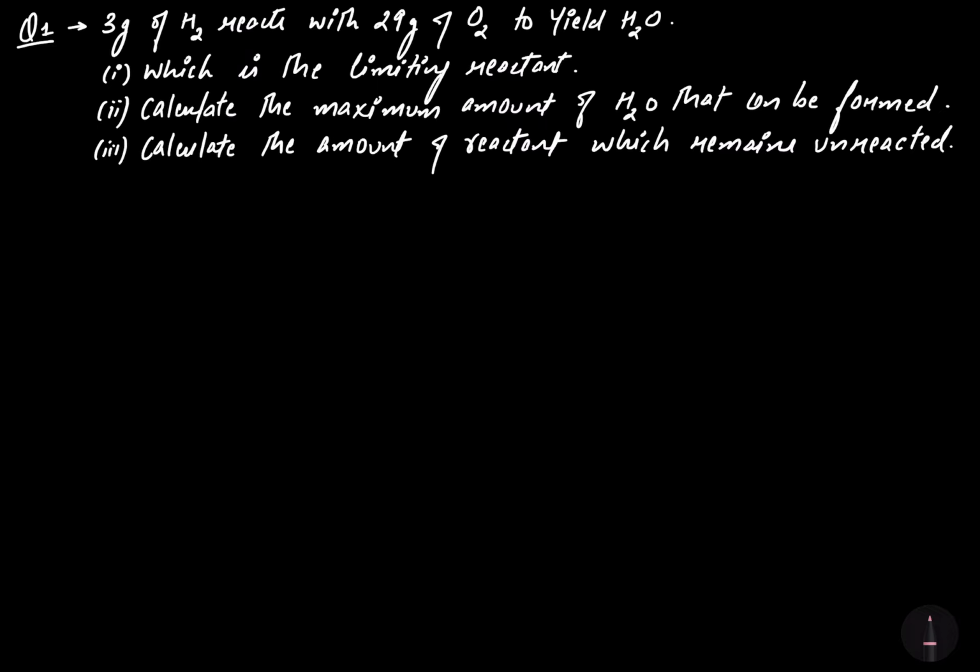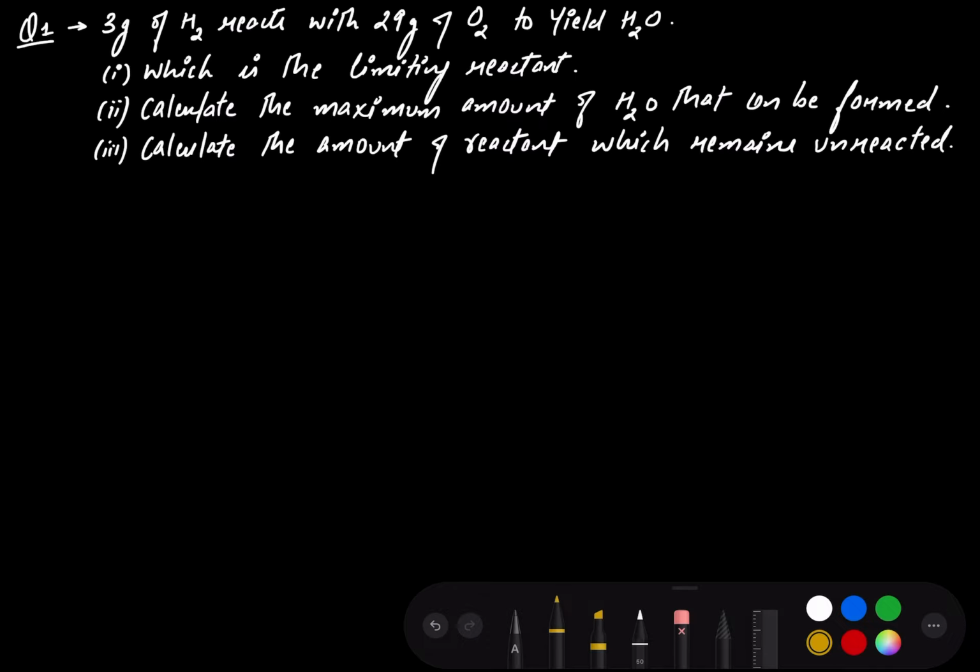What is the first numerical saying? You have 3 grams of hydrogen reacting with 29 grams of O2 to yield water. I have to evaluate the limiting reactant, the maximum amount of H2O that can be formed, and also calculate the amount of reactant which remains unreacted.